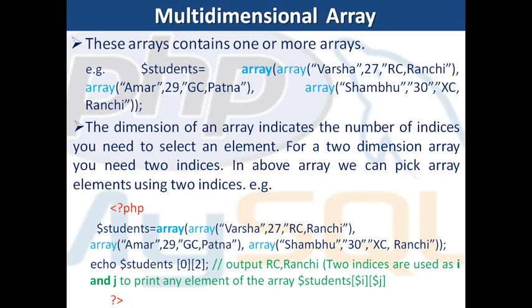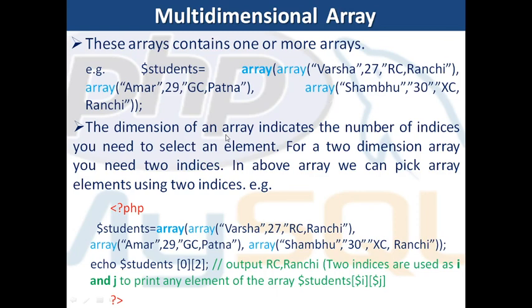Multidimensional arrays contain one or more arrays. Like here we have created a students array. It is an array, and in this array another array is there, which is holding the name of the student, age, and the college name. Accordingly, the second element is another array with name, age, and college name. In the third element, another array is there, with Shyam, his age, and a college name.